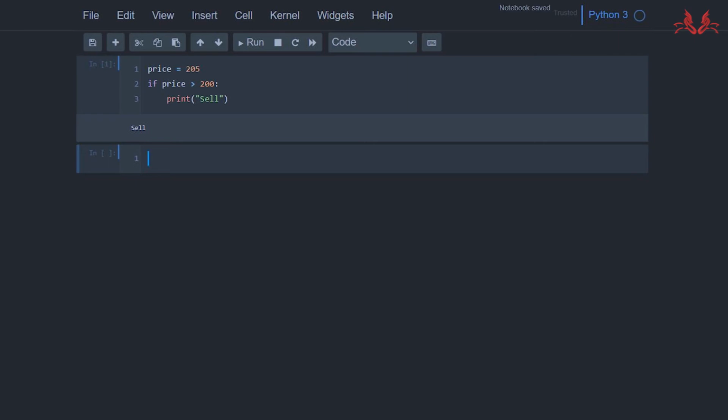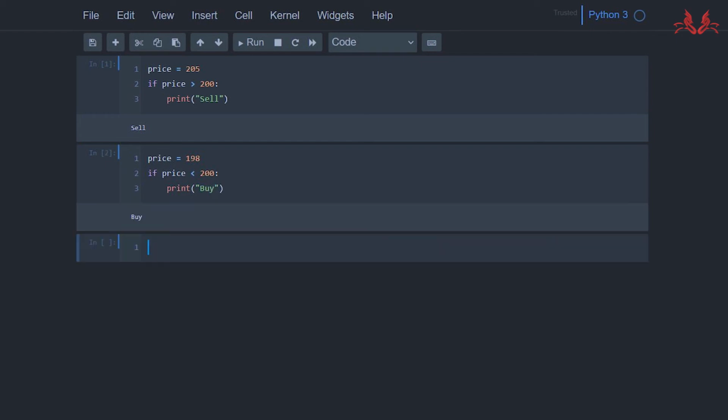As you can see, it outputs sell, and we set price equals 198, and we set another if statement: if, and the test expression, price smaller than 200, and we print buy. Execute it. As you can see, it outputs buy because the price 198 is smaller than 200.